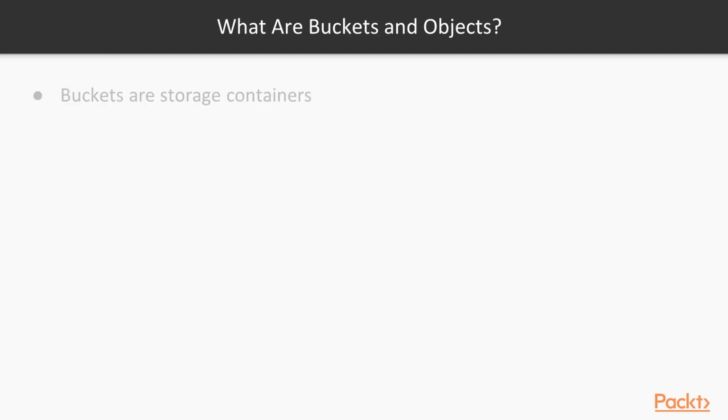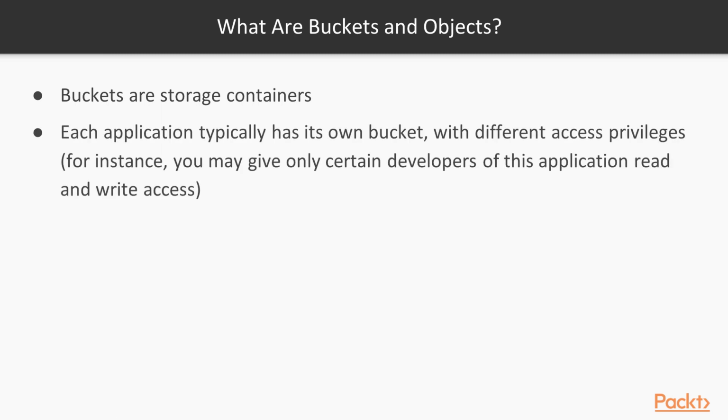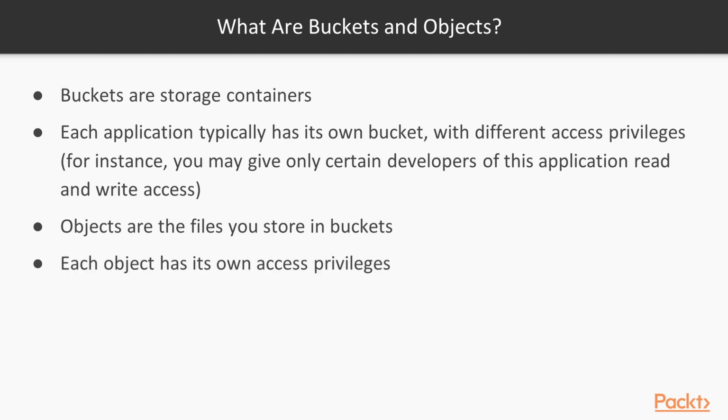What are buckets and objects? Buckets are the storage containers. Each application typically has its own bucket with different access privileges. For example, you may only give certain developers of this application read access, and you may give other developers read and write access. Objects are the files which you store into buckets. Each object has its own access privileges. So for instance, if you had an HTML file that you put in a bucket, you can give that HTML file public read access and maybe only give write access to certain developers. So you can think of buckets as storage containers. Like for instance, if we were talking about Google Drive, that would be the Google Drive folder, and objects are the files you put into that folder.